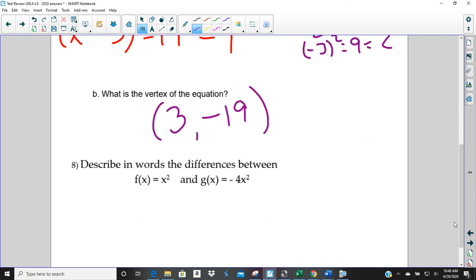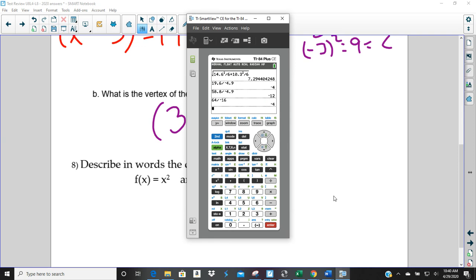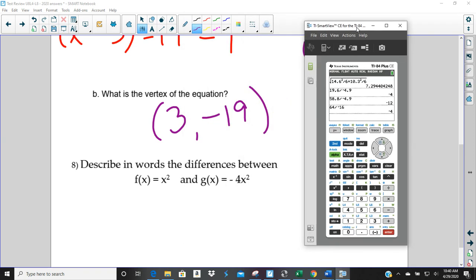Final question. Describe in words the difference between f of x equals x squared and g of x equals negative 4x squared. Let's go to our calculator for that. No problem. Let's go here. Let's go to y equals. Let me clear out anything that's there. You should do the same. Clear out 3. Okay, so now let's put x squared in first. Why did 3 not delete? Sorry about that. 3. Delete. Clear. Okay. So now I'm going to go to x squared, and I'm also going to put in negative 4x squared.